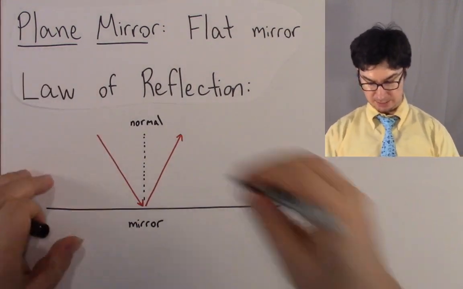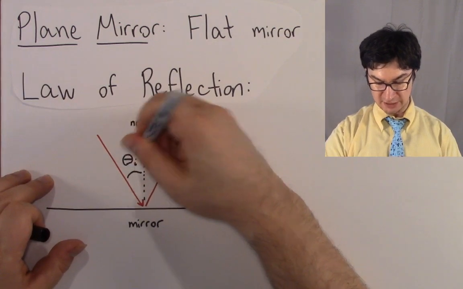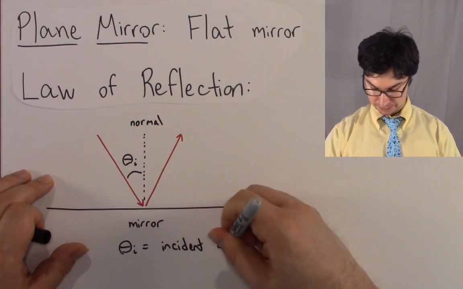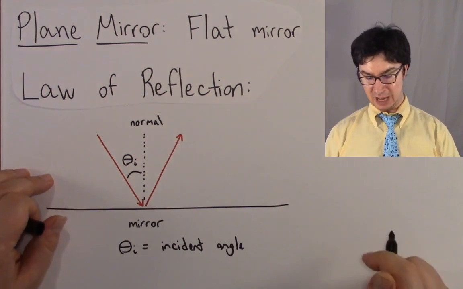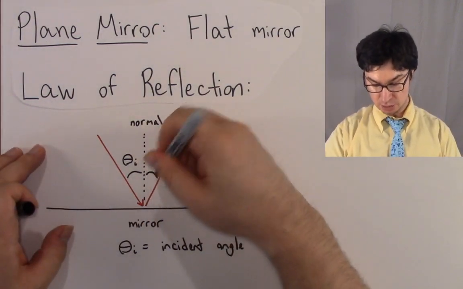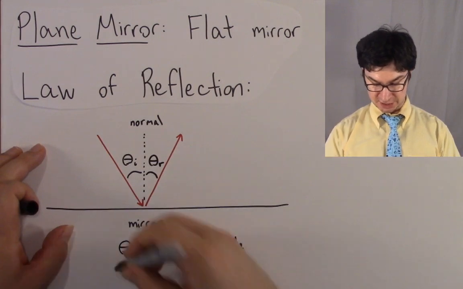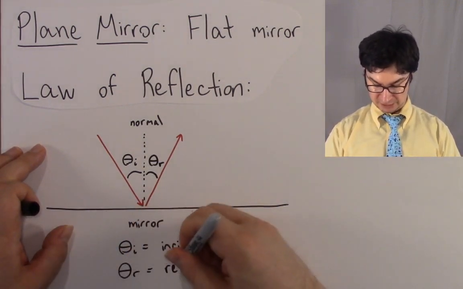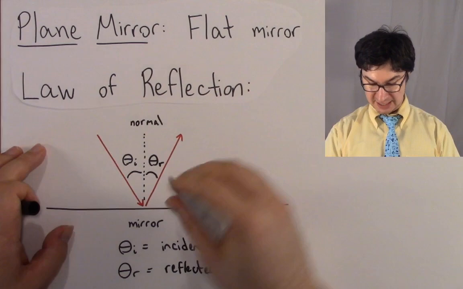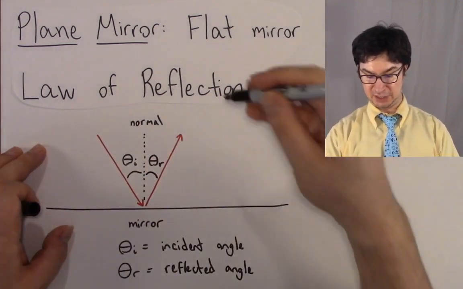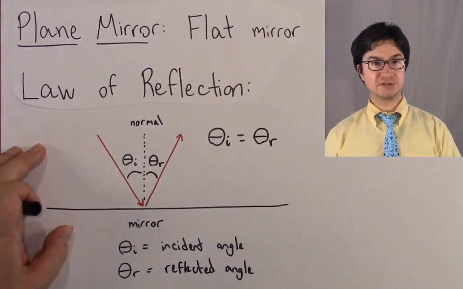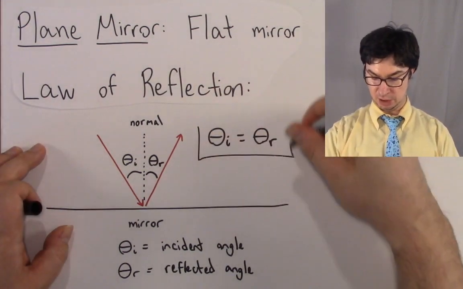So if the angle coming in is theta I, and theta I stands for incident angle. And the word incident in the context of optics means coming in. So the angle of the light coming in, and then going out, that's a reflected ray. So this is theta R. And if you predicted that theta R, which is the reflected angle, is going to be equal to theta I, then you'd be exactly right. That is, in fact, the law of reflection. The law of reflection states that the incident angle theta I is equal to the reflected angle theta R, which is very intuitive, and you probably knew that already, but this is the law of reflection.